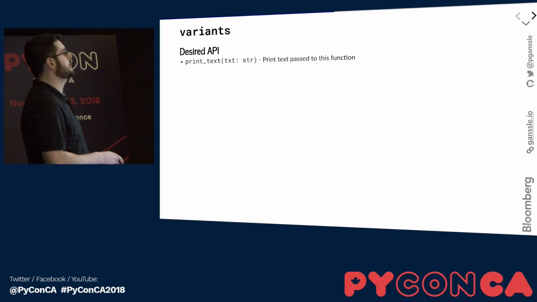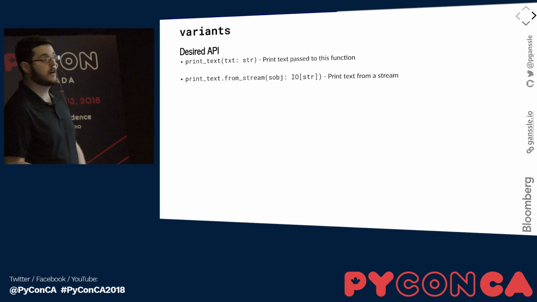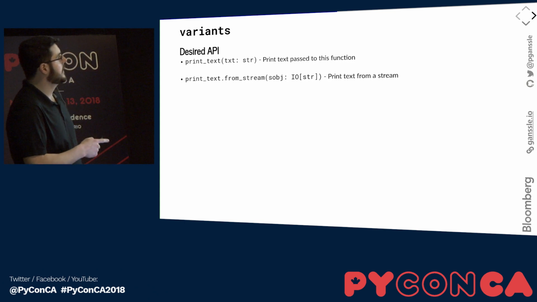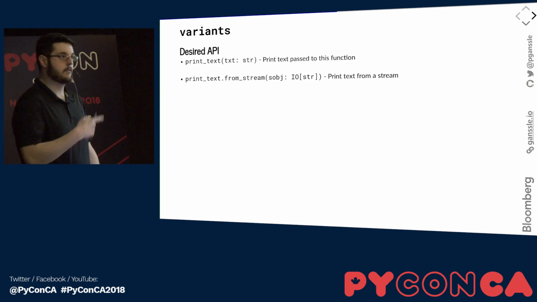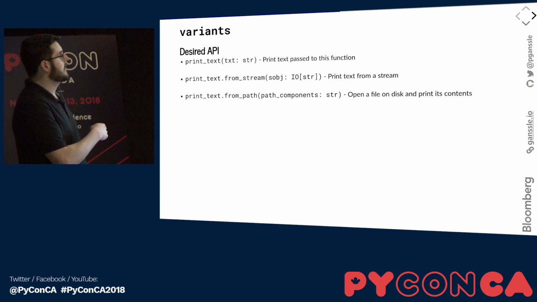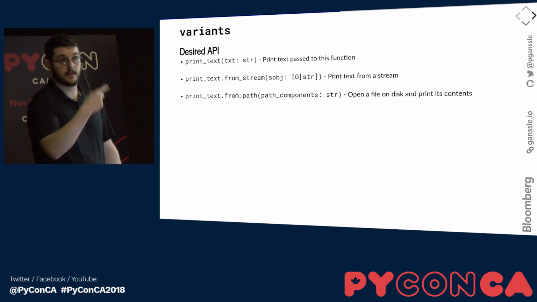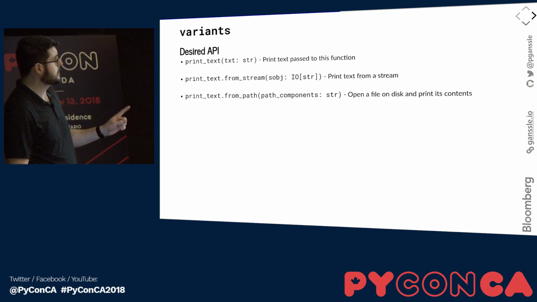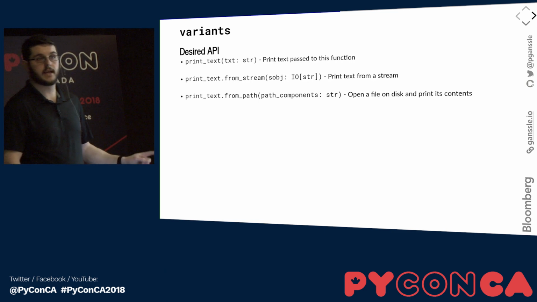If you pass it a string, it prints whatever you pass it. And then I'll have an alternate version, a variant of this function called fromStream that just takes a stream and then prints it. And I can have another one that takes a path, opens that, and then passes it to the stream version. So I think that this is a fairly elegant way to do it.